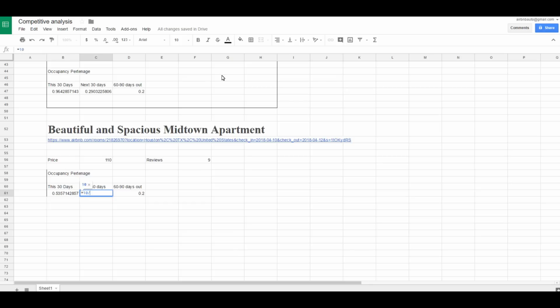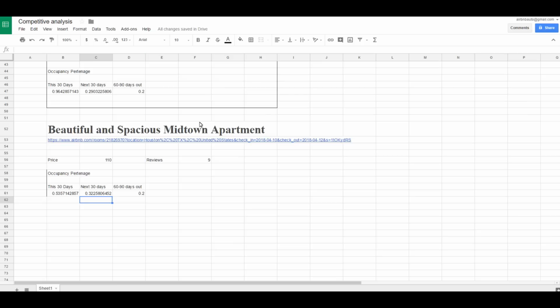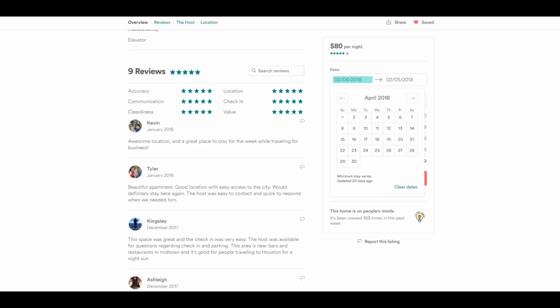And then lastly, let's look in April, and I'm 100% available in April. So I think both of these, this one I've 0% occupied. So now what you see is at $110, this unit here has achieved, at that rate, 53% occupancy.